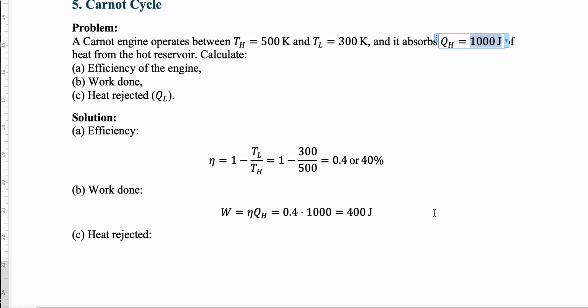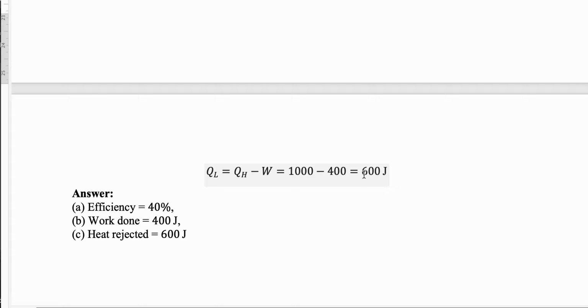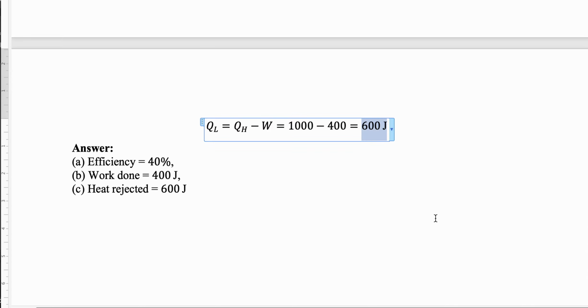You don't need to think about what the relation was, how do I get V and volume and so on. You don't need that, because you know the efficiency. You can find out the work done if you know the amount of input heat that is being supplied. Heat rejected is also very simple. The amount of heat that is given is 1000 joule. The amount of heat that is converted into work is 400 joule. That means 600 joule is rejected, because that much heat is not used. It is rejected into the cold reservoir. So it would be 600 joule. Okay. So these kind of questions are common. You might get these kind of questions as well.